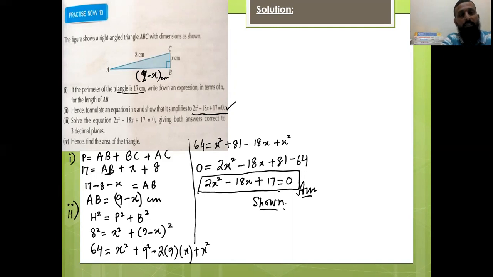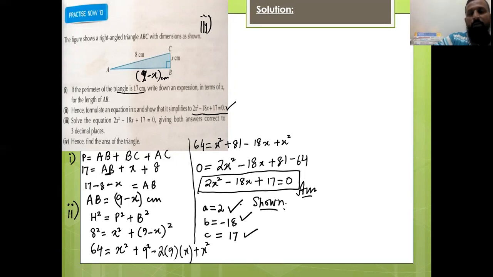Now, number 3 says: solve this equation, giving both answers correct to 3 decimal places. Okay, let's solve it. Part number 3. How do we solve? We can solve it by applying the quadratic formula. In the quadratic formula, we have the value of a as 2, the value of b as negative 18, and the value of c as positive 17. Let's apply these three values: a equals 2, b equals minus 18, and c equals 17.